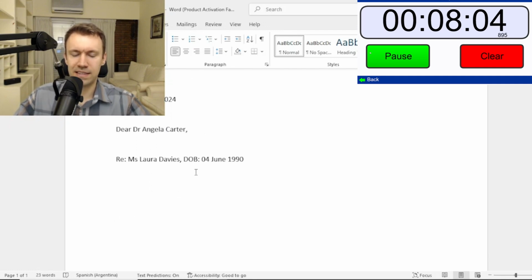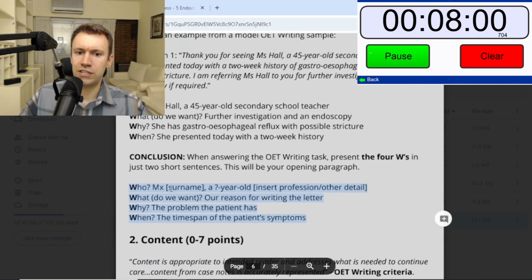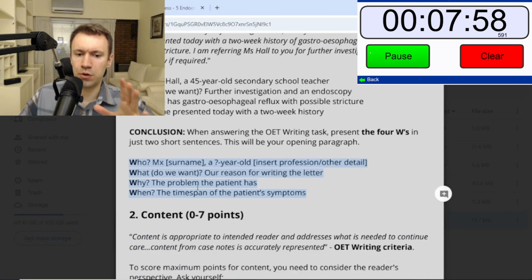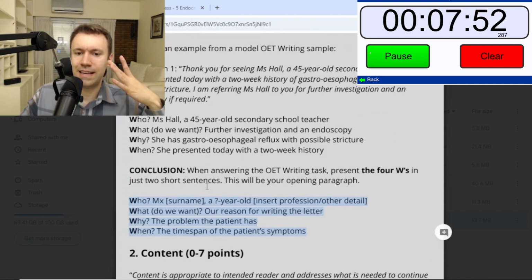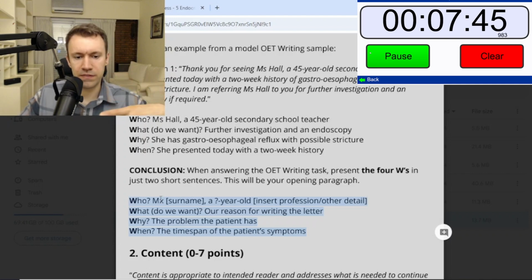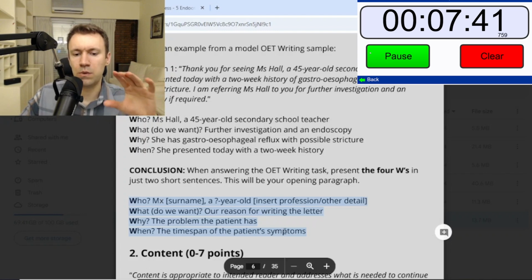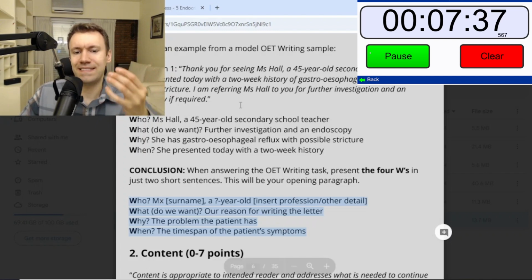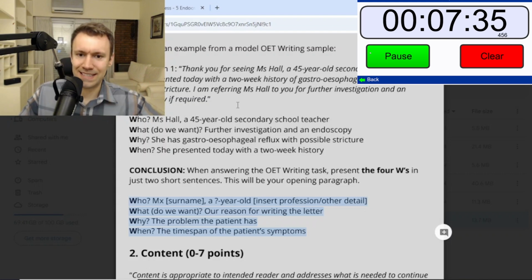And what comes next is the introductory paragraph. If you go to page 6 of the same book, you're going to find the structure that we want to follow for our introductory paragraph. In short, we've got these 4 W's, the who, the what do we want, why we want it, and the when, which is something about the time span of the patient's symptoms. We want to collect this information from the case notes and then condense it into 2 neat sentences.